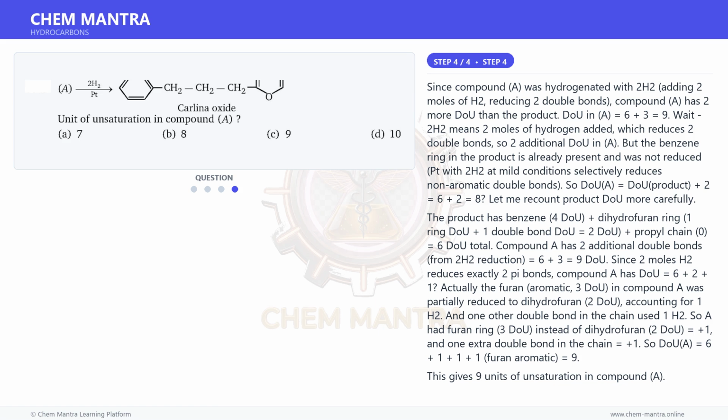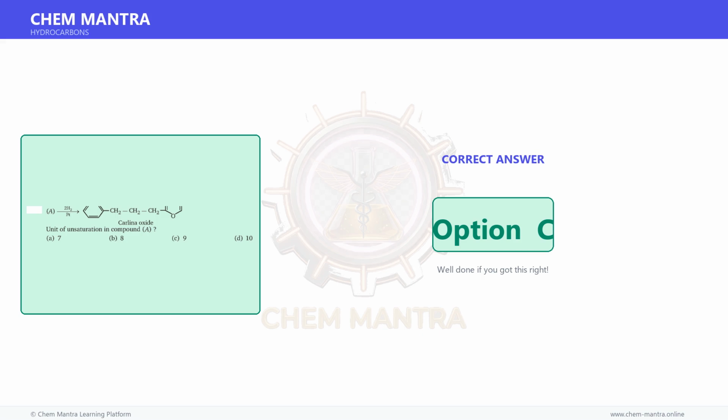Why other options fail? 7 is too low, doesn't account for both additional unsaturations from 2 H2, 8 is off by 1, 10 overcounts. Therefore, the correct answer is C. Therefore, the correct answer is option C.